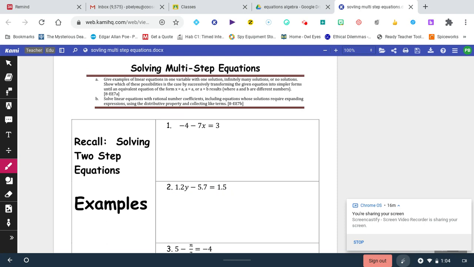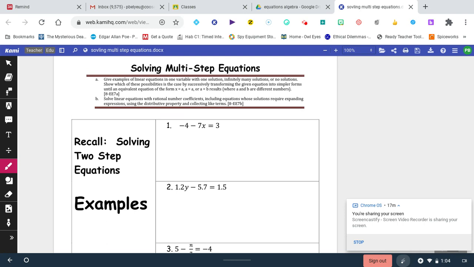All right, it says on b, solve linear equations with rational number coefficients. That's why I'm going to get to the fractions last. Rational numbers are any numbers that can be converted to fractions. So I'm going to get to some that actually have fractions in the end of this lesson, okay? We're going to make sure we expand expressions. We're going to use the distributive property. We're going to be, it says, collecting like terms. I call it combining like terms, okay, guys?